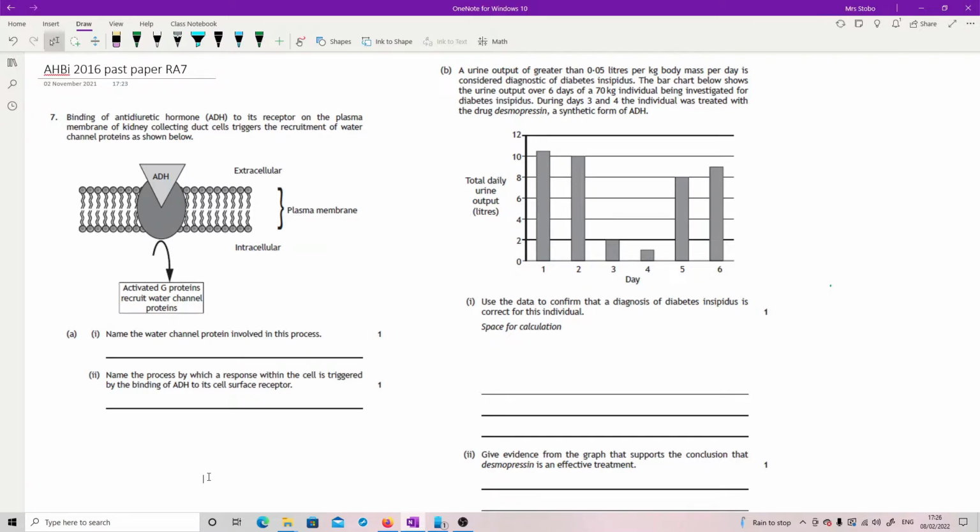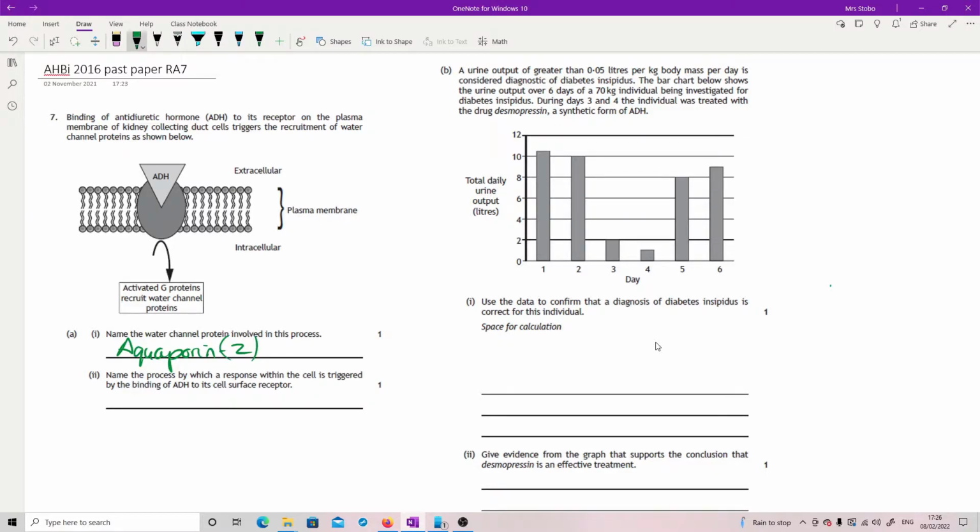Okay, name the water channel protein involved in this process. This is aquaporin. Aquaporin 2, to be more precise. Mark Scheme was quite happy with just having aquaporin.